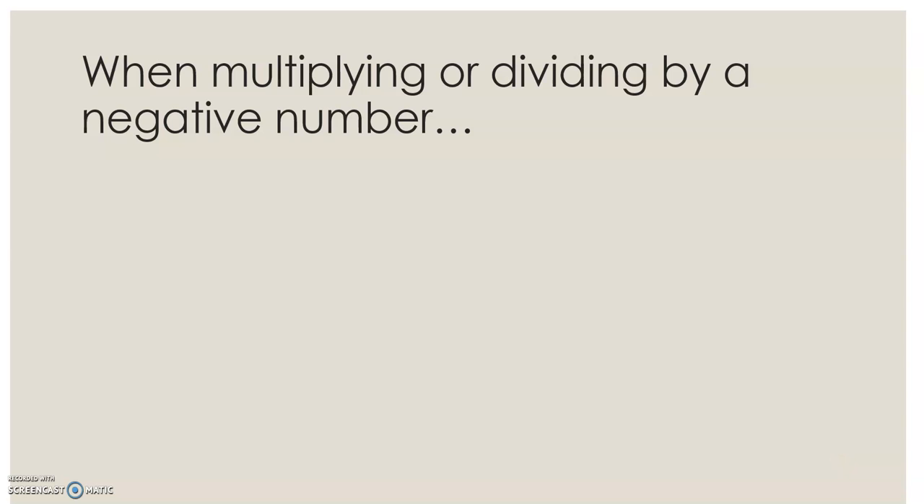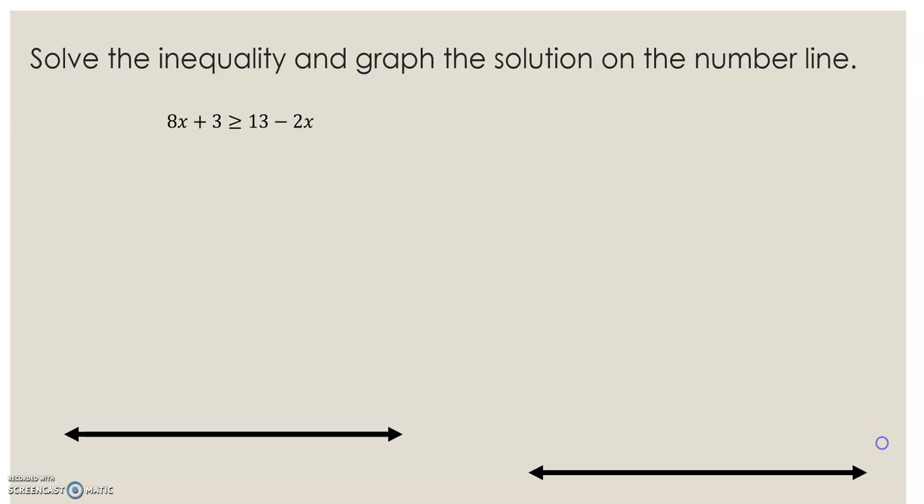When multiplying or dividing by a negative number, flip the inequality sign. 8x plus 3 is greater than or equal to 13 minus 2x. We're going to start by adding 2x to both sides. 10x plus 3 is greater than or equal to 13. Subtract 3 from both sides. 10x is greater than or equal to 10. Divide by 10 on both sides. X is greater than or equal to 1.